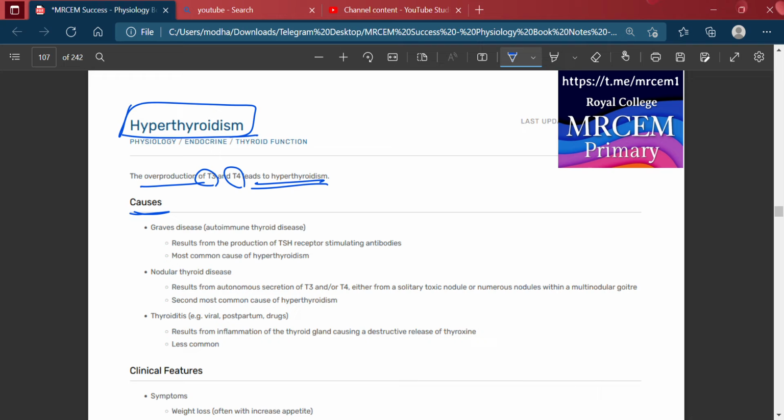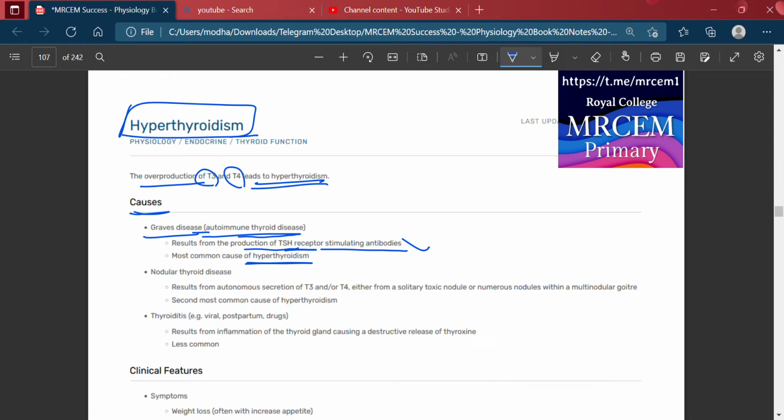First of all, Graves disease, which is an autoimmune thyroid disease, resulting from the production of TSH receptor stimulating antibodies. It is the most common cause of hyperthyroidism, in which TSH receptor stimulating antibodies are produced.